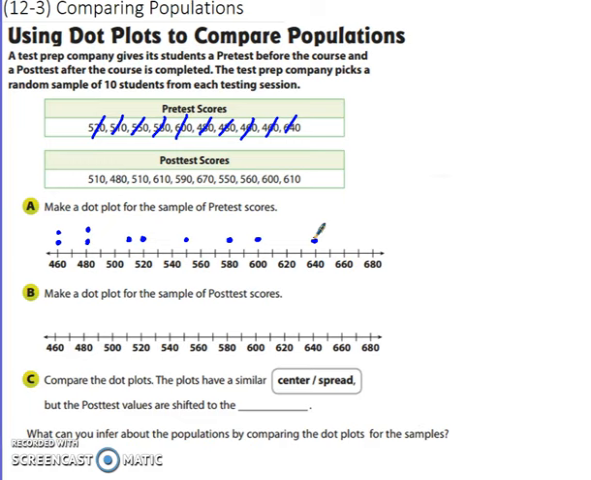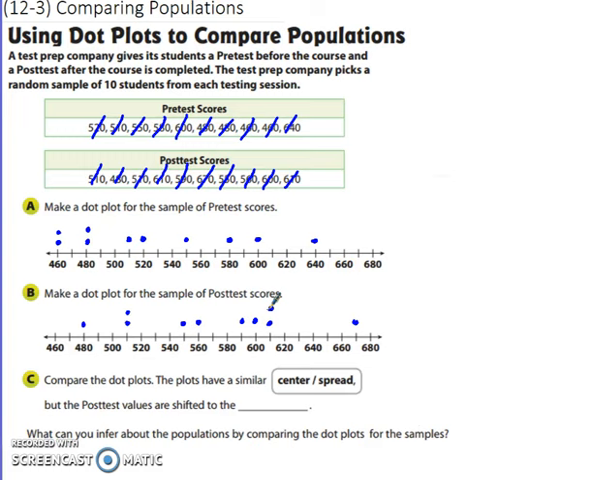Now we're going to make a dot plot for the sample of the post-test scores. So the post-test scores, we have 510. Make a dot. 480, make a dot. 510, make a dot. 610, make a dot. 590, make a dot. 670, make a dot. 550, make a dot. 560, make a dot. 600 and 610. So our dot plot should look like this for the post-test.